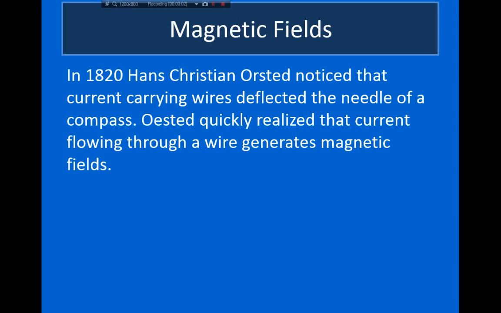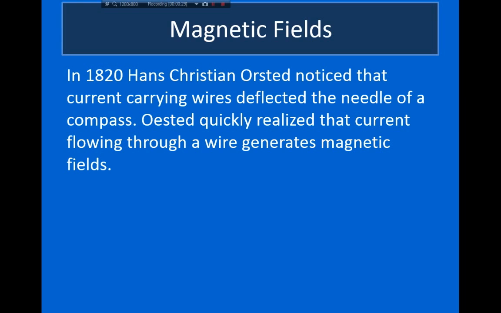Hello and welcome back. In the previous few videos, we've discussed the forces that are exerted with magnetic fields. However, we haven't really talked about where these magnetic fields come from. So the origin of magnetic fields was first discovered in 1820 by a man named Hans Christian Ørsted, who noticed that current-carrying wires will deflect the needle of a compass, and Ørsted quickly realized that this meant that a current-carrying wire actually generates a magnetic field.